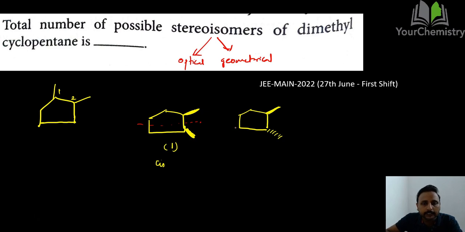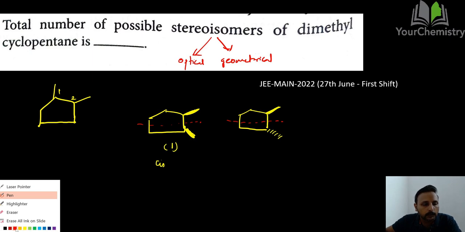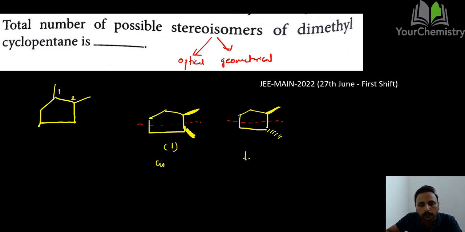And you can clearly see that it does not have a plane of symmetry. So this trans form is optically active. So this can exist as enantiomers. Enantiomers I explained in the first question. So there will be 2 forms of this particular compound. Is that clear? So I just tried the 1,2 position.